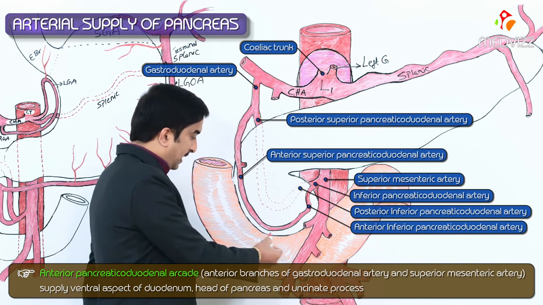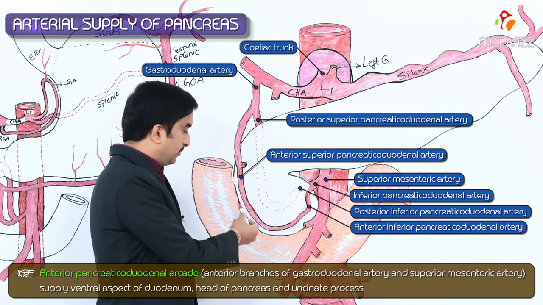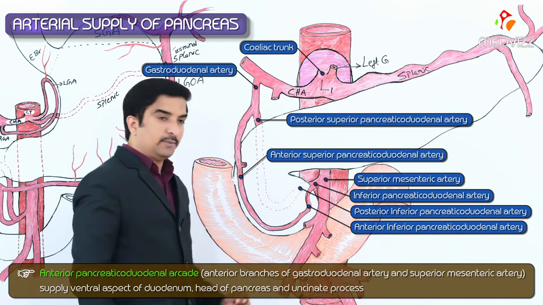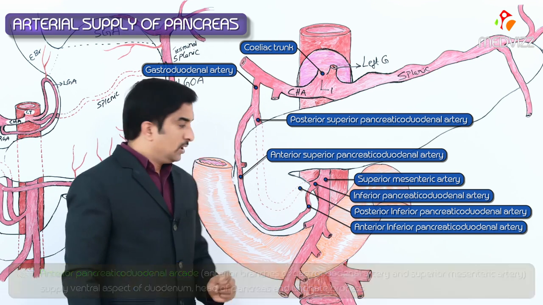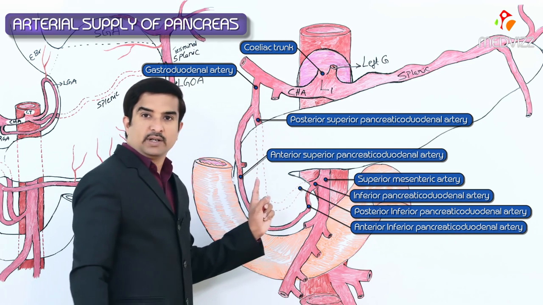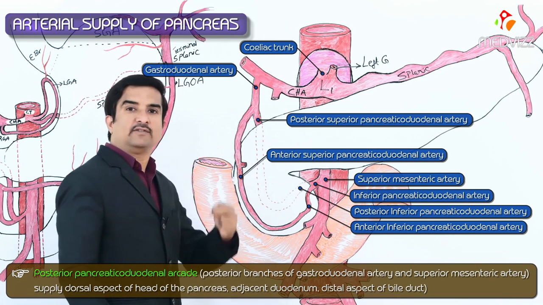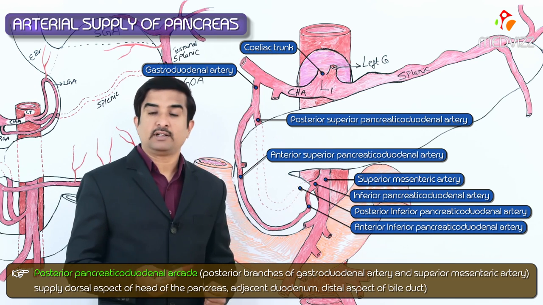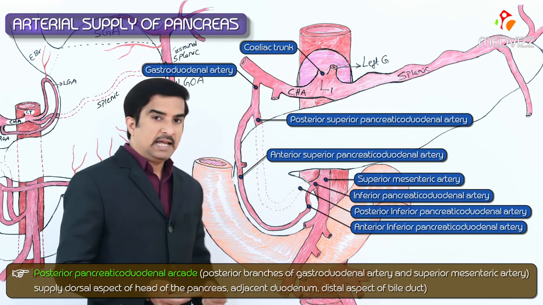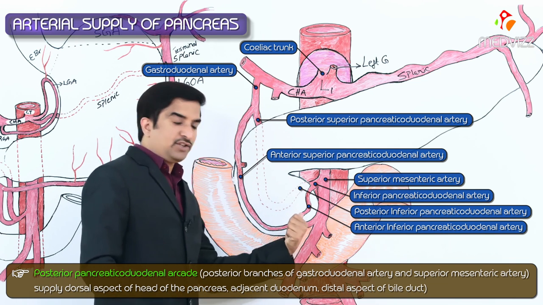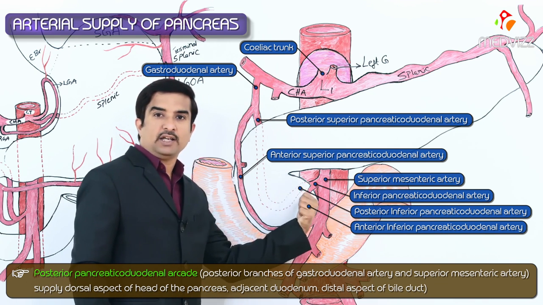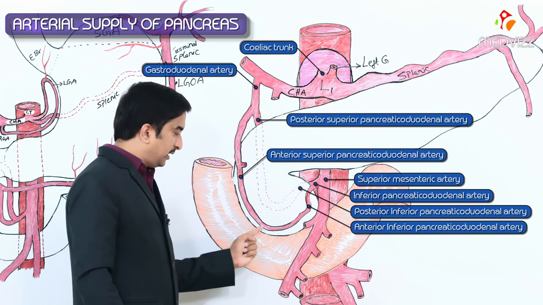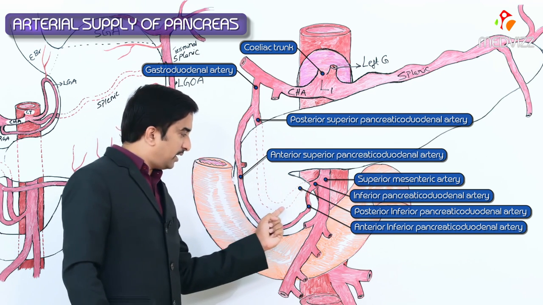So what is the anterior pancreaticoduodenal arcade? It is formed by the anterior branches of the gastroduodenal artery as well as the superior mesenteric artery. The two posterior arteries supply the dorsal aspect of the pancreatic head as well as the adjacent duodenum. They also give important blood supply to the distal aspect of the bile duct and join with the posterior branch of the inferior pancreaticoduodenal artery to form the posterior pancreaticoduodenal arcade. So we have the anterior as well as the posterior pancreaticoduodenal arcade.